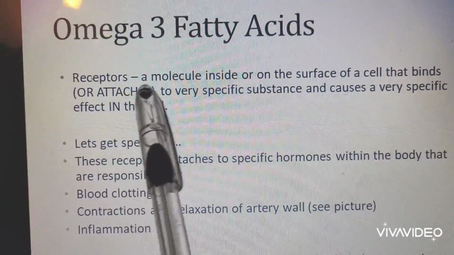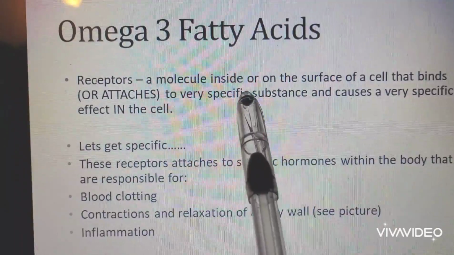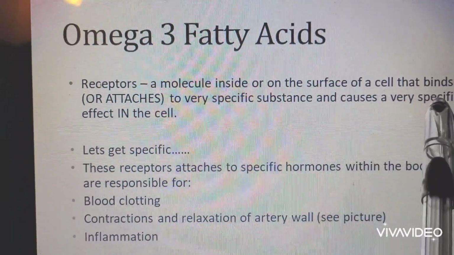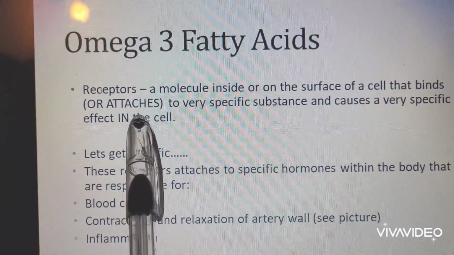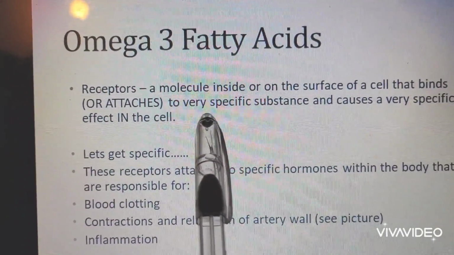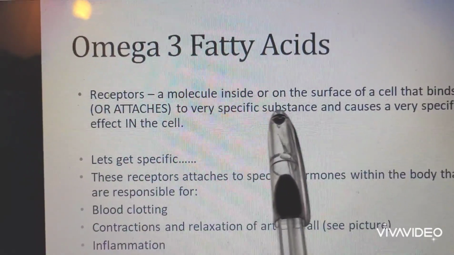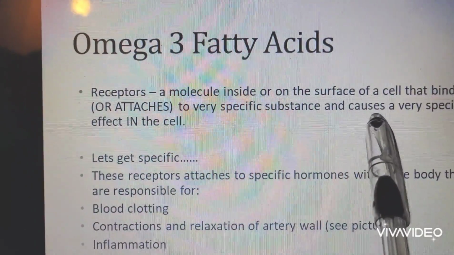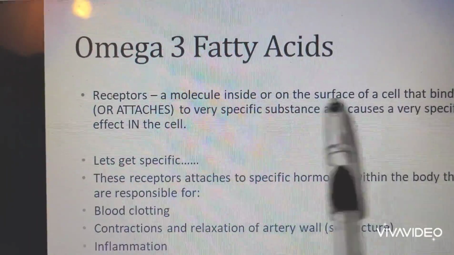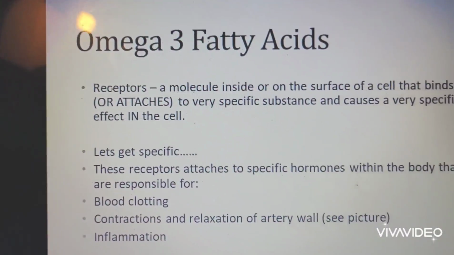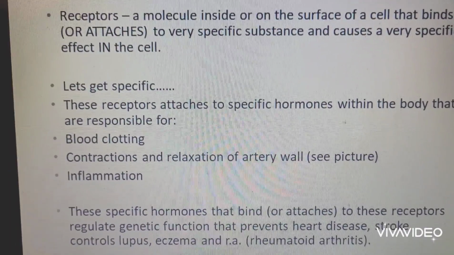What are receptors? It's a molecule inside or on the surface of a cell that binds, which means attaches, to a very specific substance and causes a very specific effect or reaction in the cell. Okay, what do you mean by all that? Let's take a look.